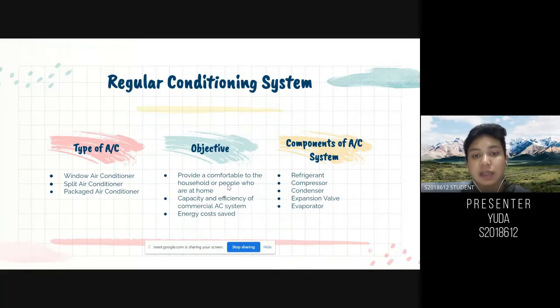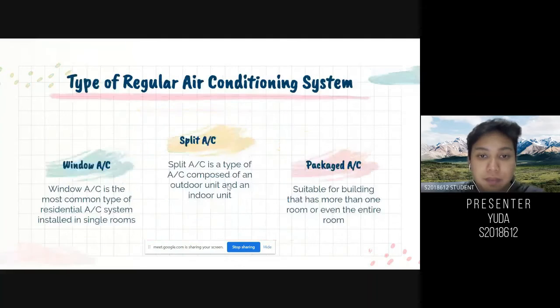Capacity and efficiency of commercial air conditioning system or regular air conditioning system. And the last one is energy cost savings. And there are 5 components of a regular air conditioning system. It consists of refrigerant, compressor, condenser, expansion valve, and the last one is evaporator.